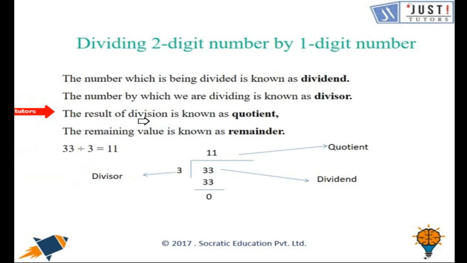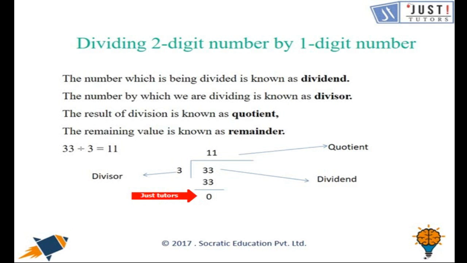And the result of the division is known as the quotient. So 33 divided by 3 makes 11, so 11 is the quotient. And the remaining value, whatever is left, is the remainder. Here nothing is left, so 0 is the remainder.